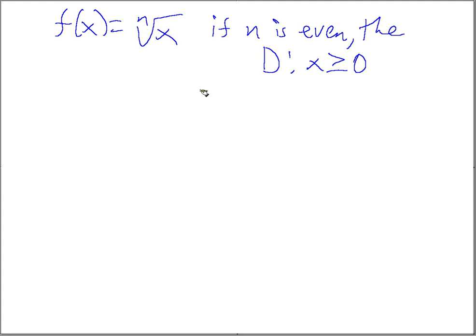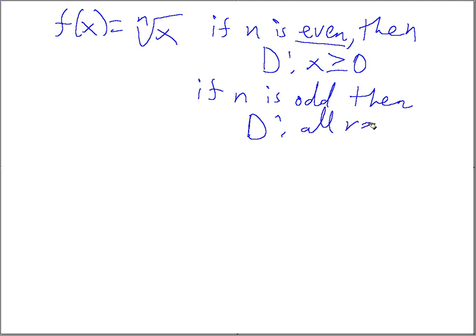However, if n is odd, if the root index is odd, then the domain is going to be what? All real numbers. So no restriction on domain if this is odd, such as the cube root we had earlier. So n could be 5, 7, 9, whatever, then the domain is what? All real numbers. So we have this generalization for domain. Let's try a few more functions in terms of finding the domain of them.